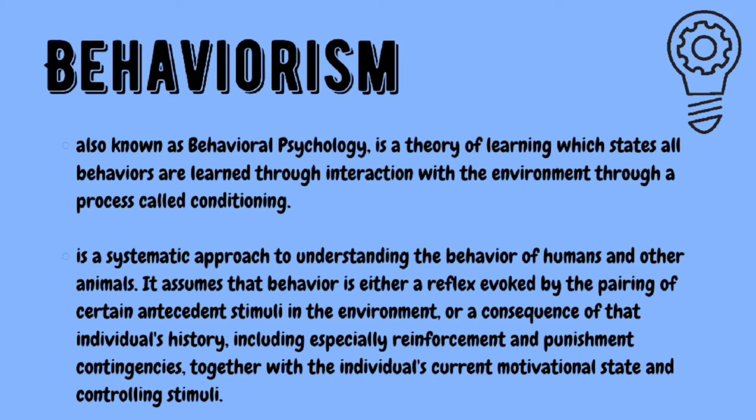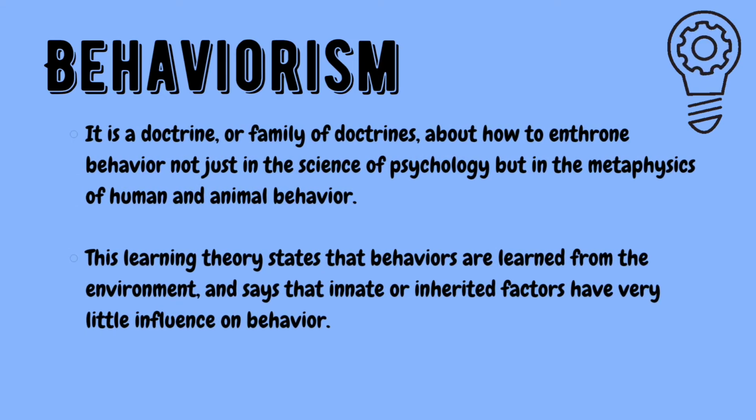It assumes that behavior is either a reflex evoked by the pairing of certain antecedent stimuli in the environment, or a consequence of that individual's history, including especially reinforcement and punishment contingencies, together with the individual's current motivational state and controlling stimuli. It is a doctrine or family of doctrines about how to enthrone behavior not just in the science of psychology, but in the metaphysics of human and animal behavior. This learning theory states that behaviors are learned from the environment and that innate or inherited factors have very little influence on behavior.